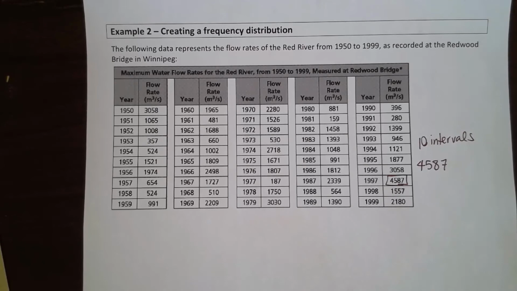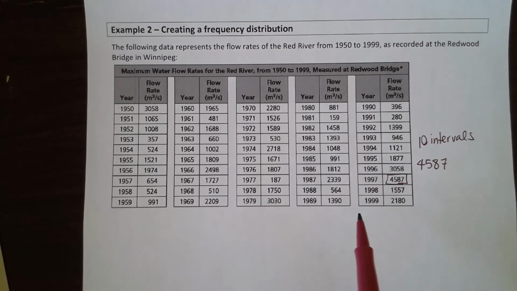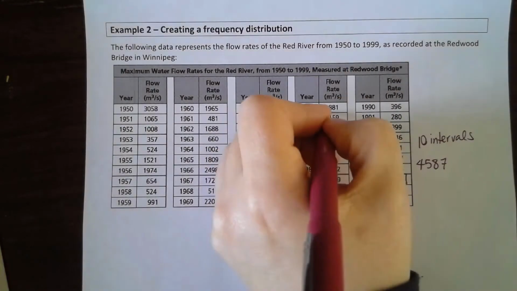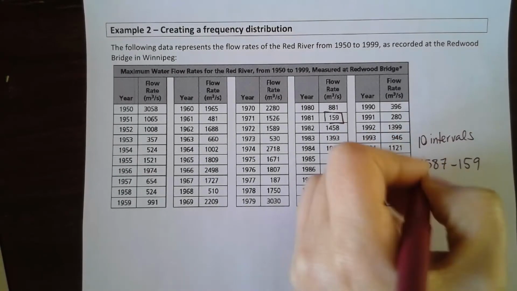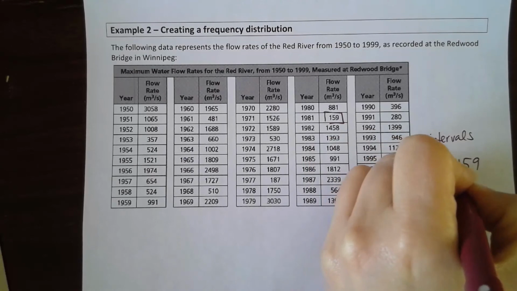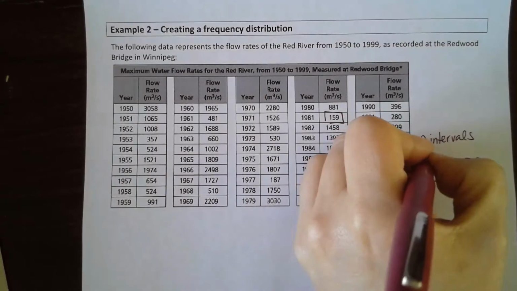And then because it's a range, we take our highest and we subtract our lowest value. So our lowest value is, let's see, if we look around, we're looking at flow rates, right? So where's our lowest flow rate? Looks like 1981 was our lowest flow rate. That's our lowest number. So when we subtract those, that means we have a range of 4,428. Okay, so that's our range.